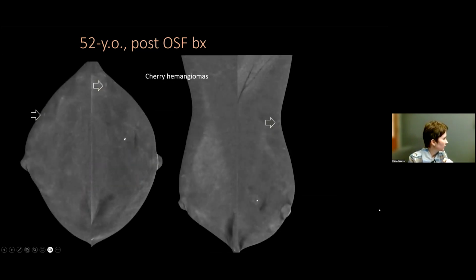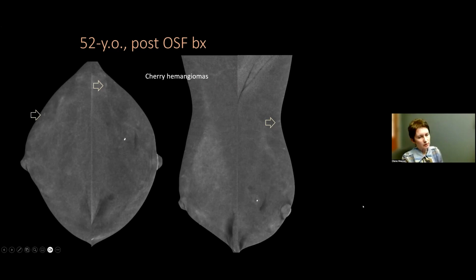And this is another case that shows incidental cutaneous hemangiomas. There's one in the left upper outer breast on both MLO and CC views, or right here on the right lateral breast on the craniocaudal view.